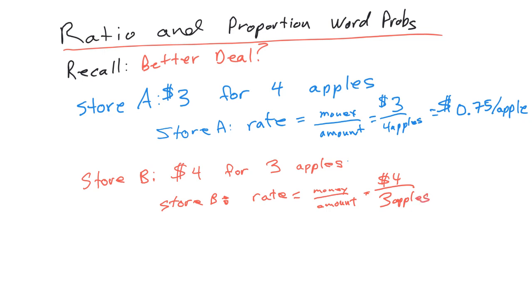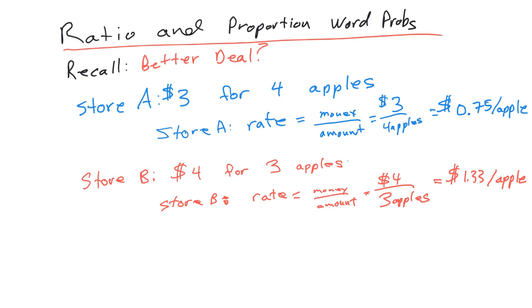So you'll notice that we're writing it as a fraction. And so we just take 4 divided by 3, and that gives us the following: $1.33 for every apple. So that slash tells us that it's for every single apple.